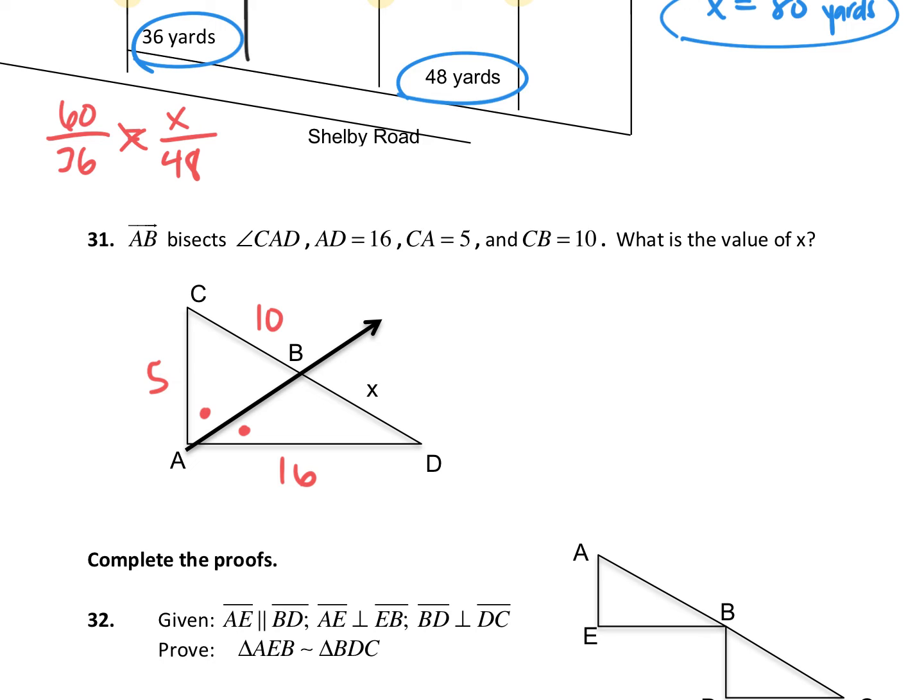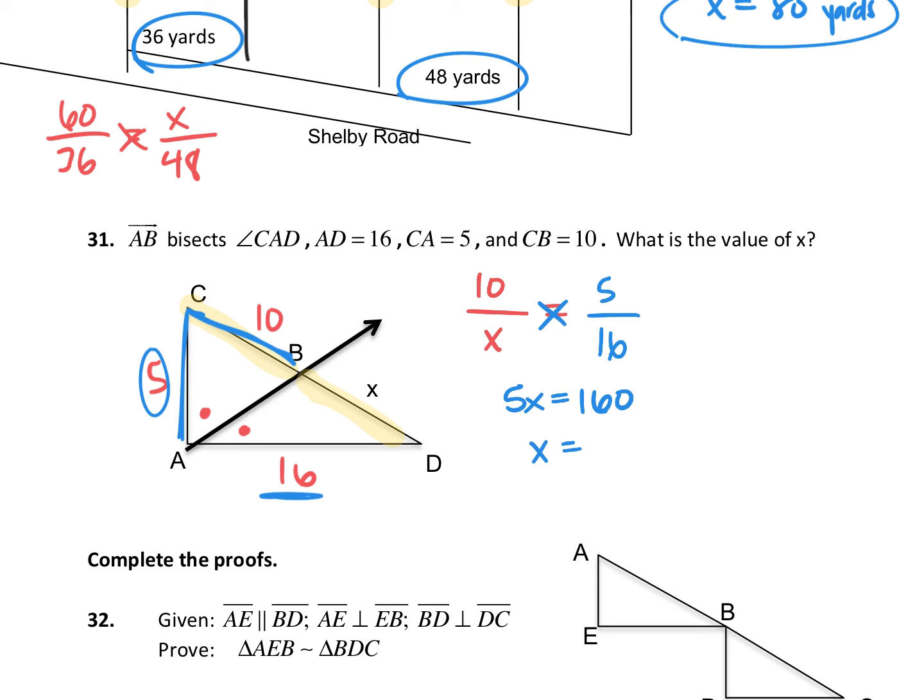So I'm going to go ahead and have a proportion here with 10 over x is going to be equal to, now since I started with this side here of 10, I have to use that same side of the triangle, so 5 is going to go on top, and 16 corresponds on that side with x, so that's going to go on bottom. And then we just cross multiply here and solve. So we end up with x equaling 32.